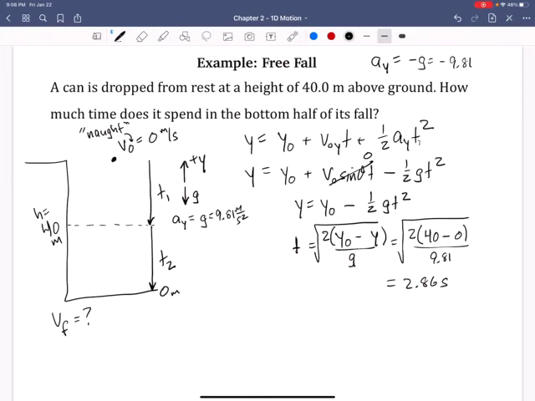What other time can we find? We can find t1. We know the initial position. We know the final position, 20 meters, right? And we know the initial speed, right? So if we can get the total time of flight, or total time in the air, and if we can get this first half time, we can subtract the two to get the time in the second half. So let's do that.